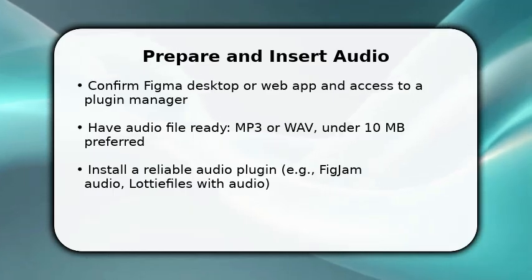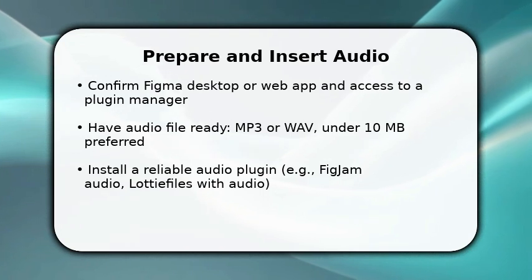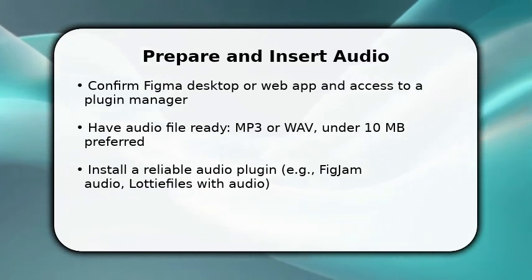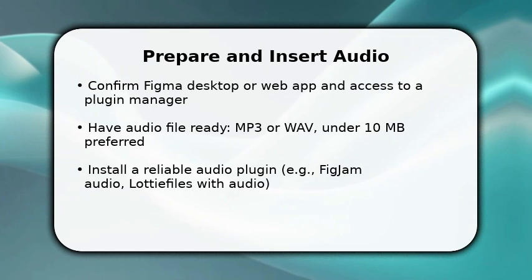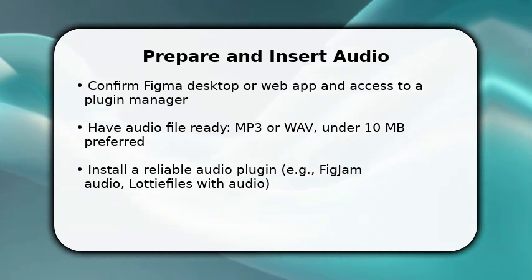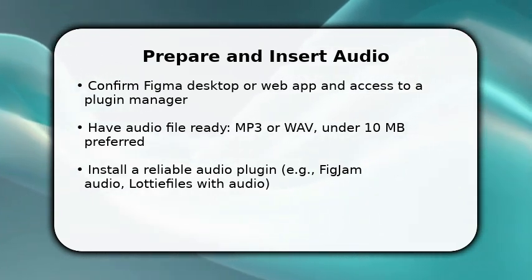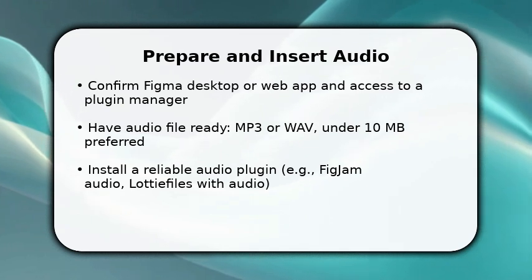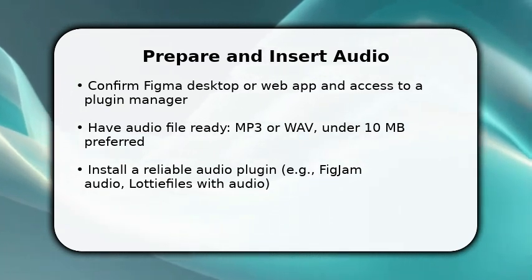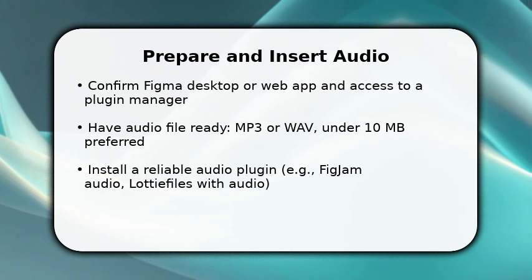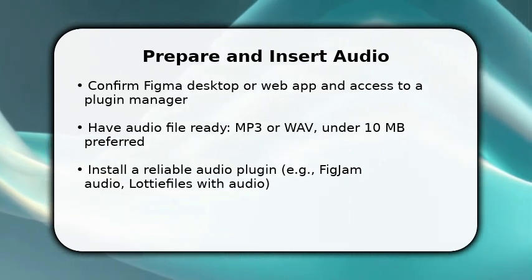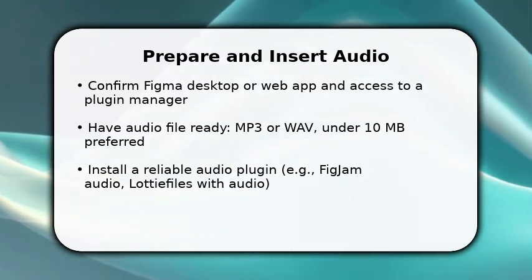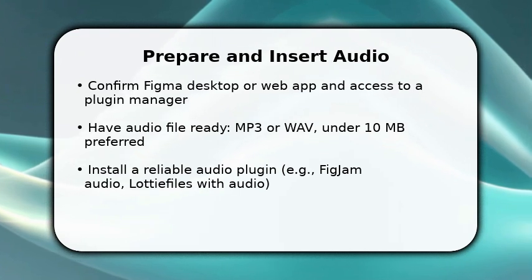You start by installing an audio plugin and preparing your audio file. This gets you straight into action. Open Figma, then the plugin panel and search for a trustworthy audio tool. Once installed, upload your MP3 or WAV into the plugin interface. Make sure file size and format match plugin limits. You do this now because Figma doesn't natively embed audio into frames, so the plugin becomes your bridge.